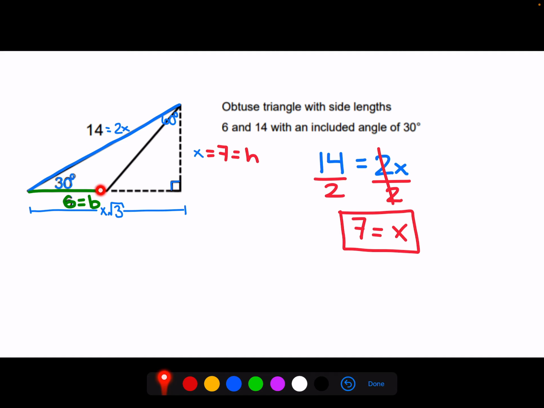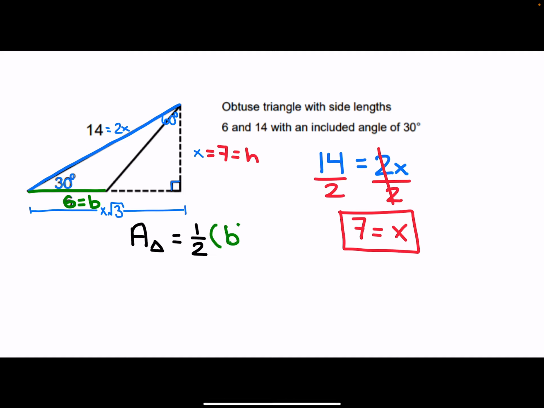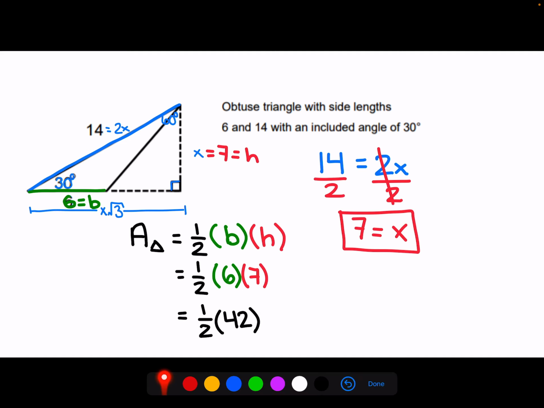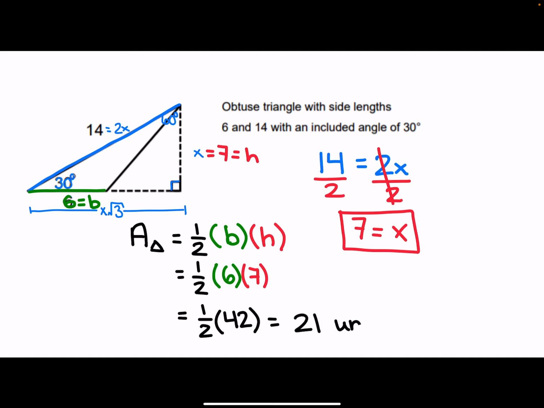Further, our base is just 6. It's not going to be the full length here, because again, our triangle ends at this point, because this is all auxiliary line. So therefore, our base is just 6. To find the area of this triangle, area is equal to 1/2 base times height, or 1/2 of 6 times 7. 6 times 7 will give me 42. Half of 42 will give us 21 units squared.